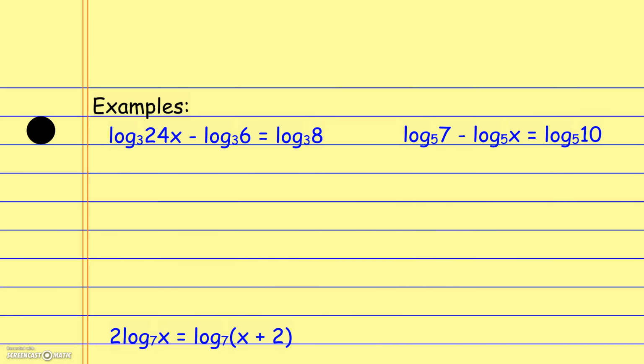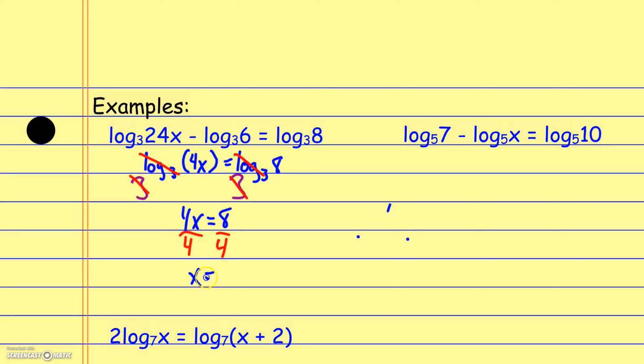If I look at the next one, again, combine these. Subtraction becomes division, so it becomes log base 3 of, well, 24x divided by 6 is 4x. Now to undo log base 3, I do 3 raised to the power of each side. Log base 3 and the 3 cancel out. So I end up with 4x equals 8. I divide each side by the 4. So I find out that x equals 2, and that is a valid solution. I plug it back in, I find out that it works.